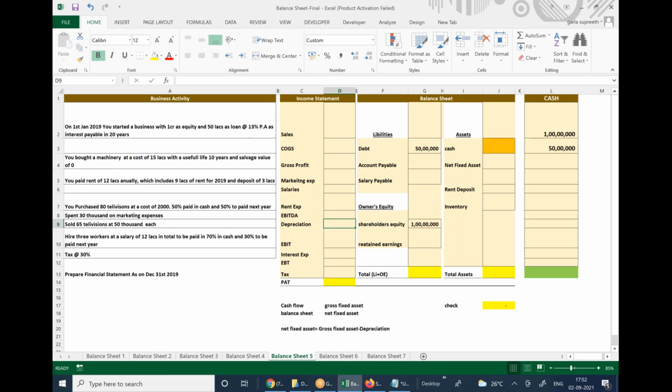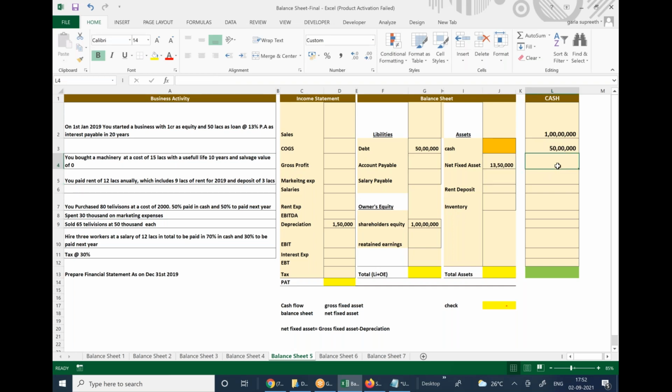Exactly, 1.5 lakh. So 15 lakhs divided by 10, you get 1.5 lakhs. So your net fixed asset will be 15 lakhs minus the depreciation, which is 1.5 lakhs. I think I put one extra zero. 13 lakhs 50,000 is your net fixed asset.